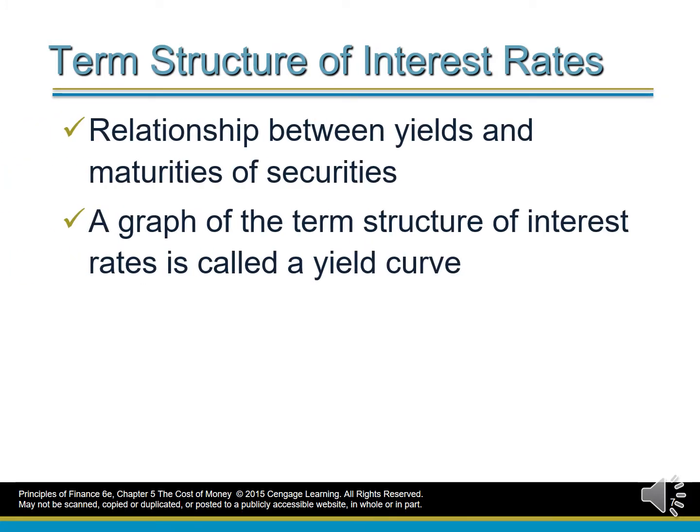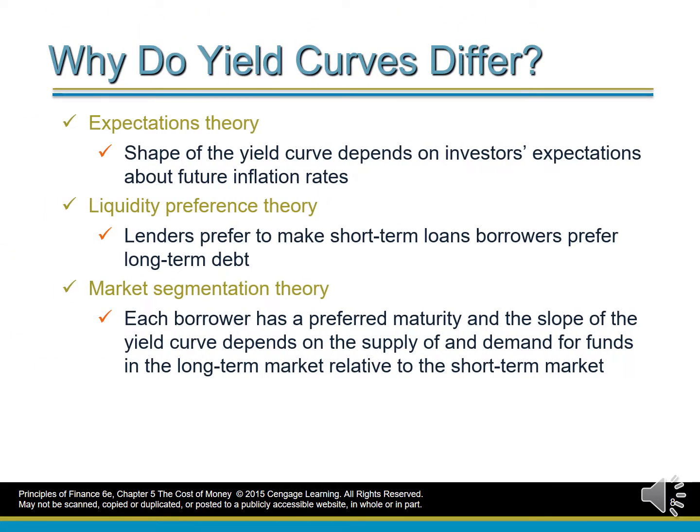Term structure of interest rates is a relation between yields and maturities of securities. It's a graph of the term structure of interest rate, also called a yield curve. Why do yield curves differ?